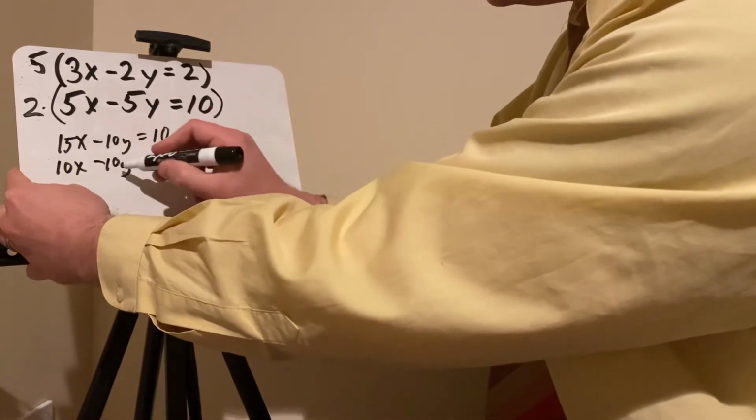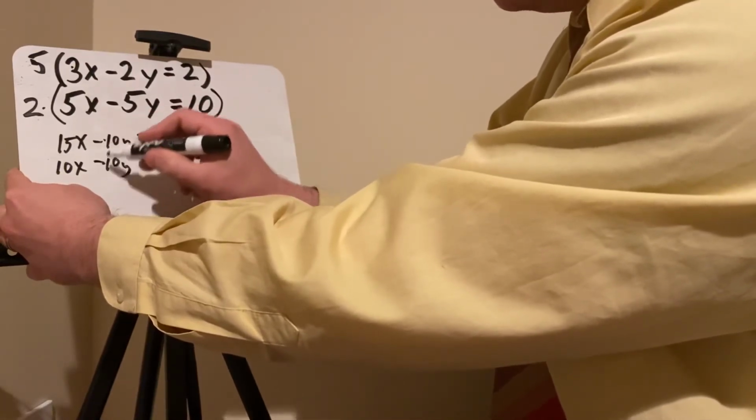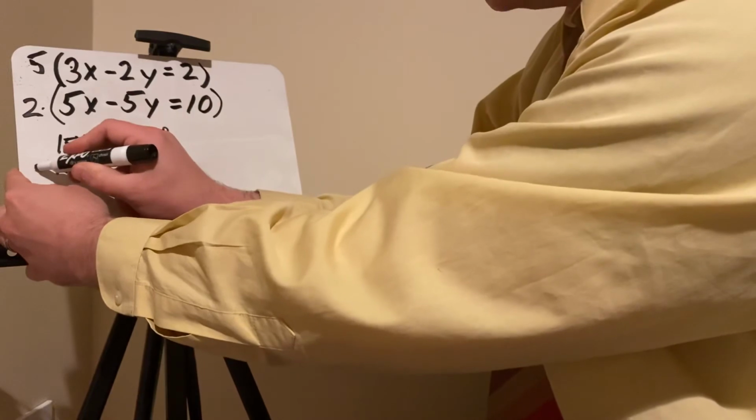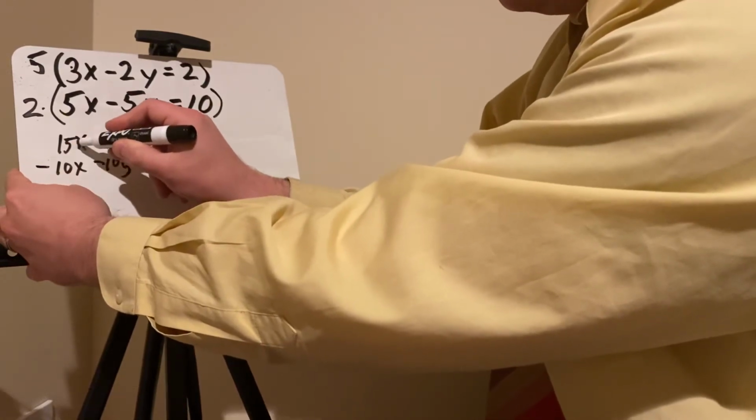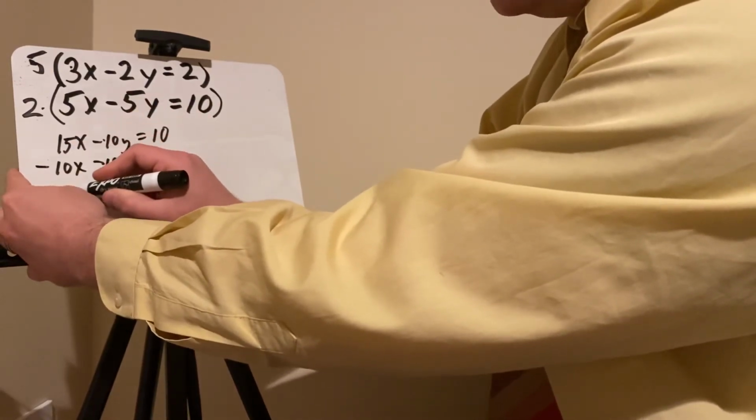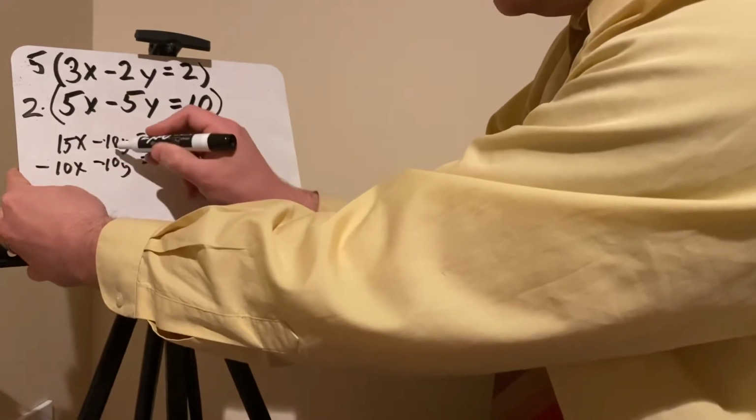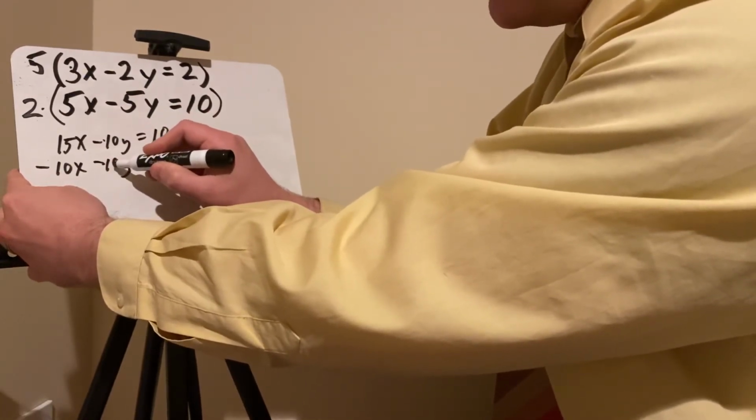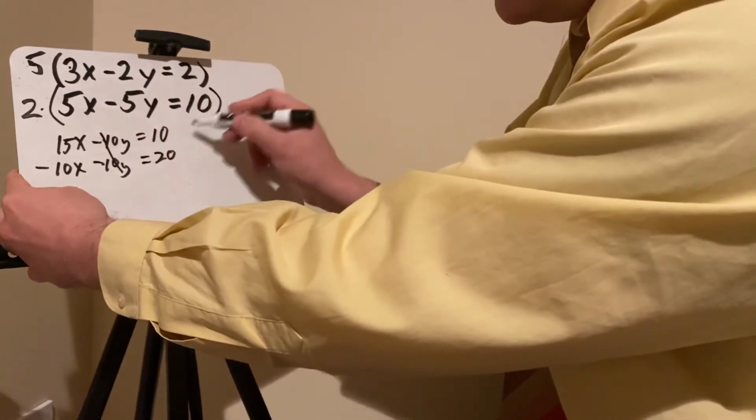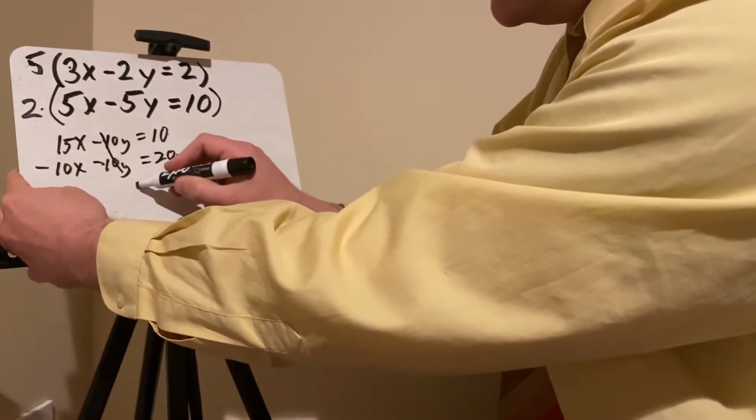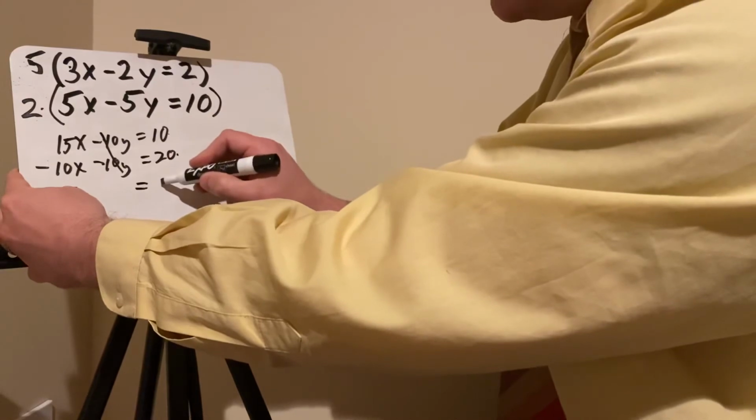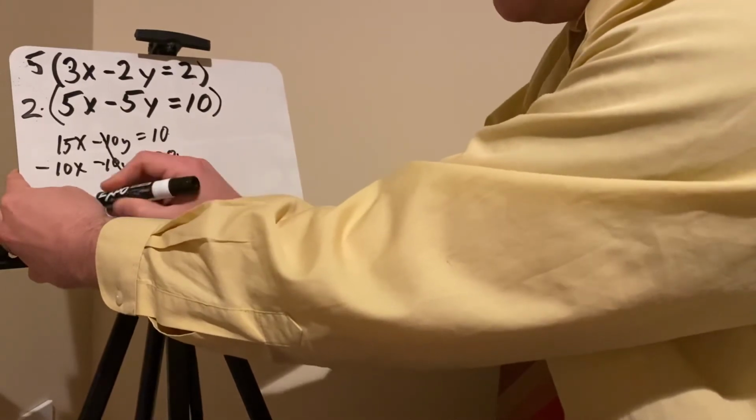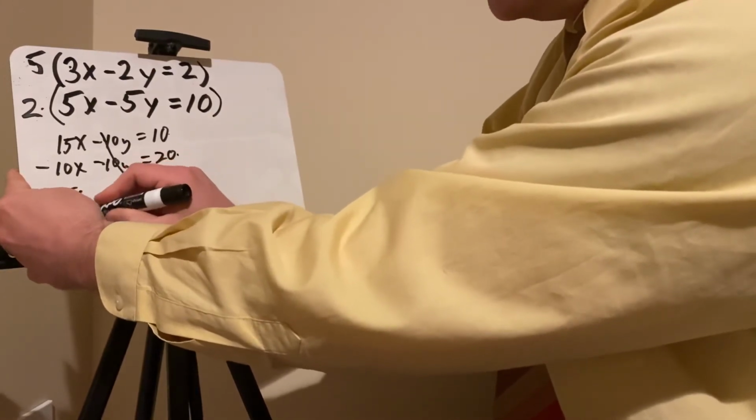Now with these two, I have the same sign here. Both of them are minus 10y, which means I want to subtract them. So 15 minus 10 is going to be 5x. Negative 10y minus negative 10y is really plus, so then they cancel out to 0. 10 minus 20 is negative 10. 5x equals negative 10, divide by 5.